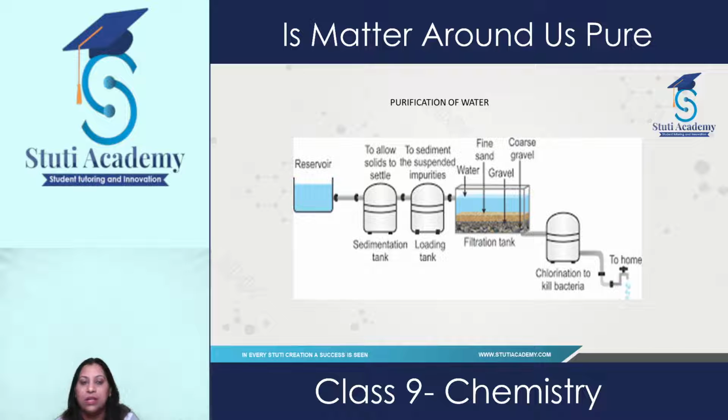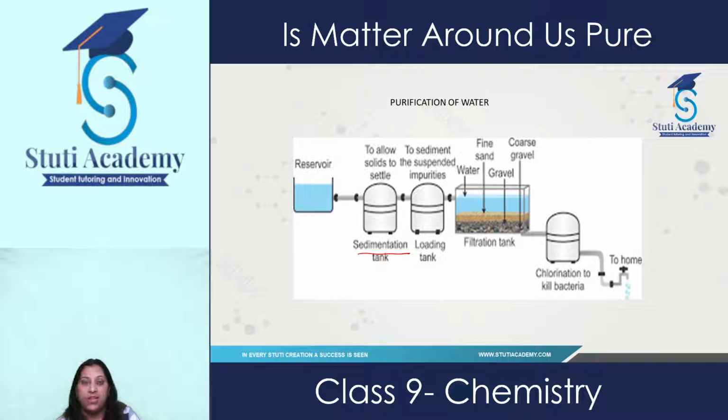Just see here. First is the reservoir. A reservoir is a place where we collect the entire water, which contains lots of impurities in the form of organic and inorganic matter. So first we collect the entire impure water and then it is sent to the sedimentation tank.